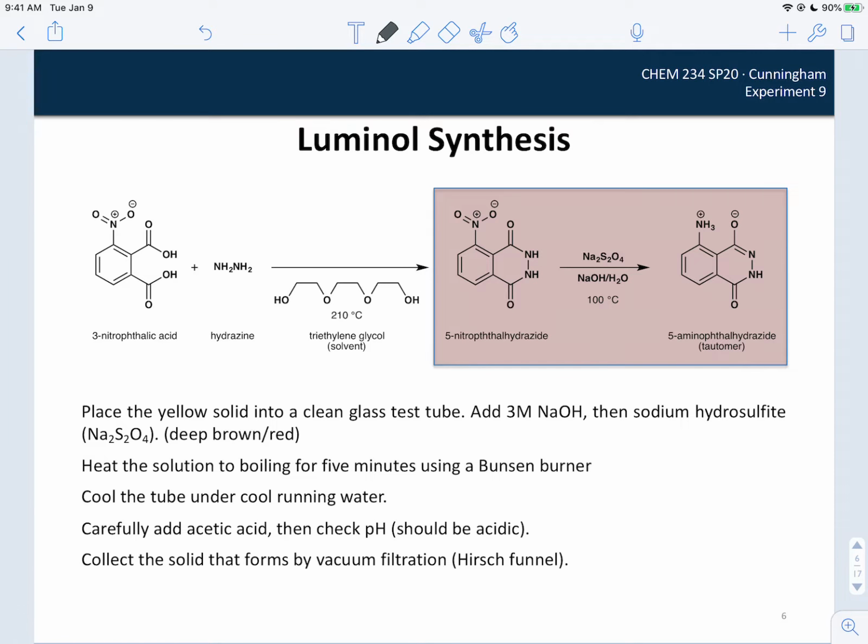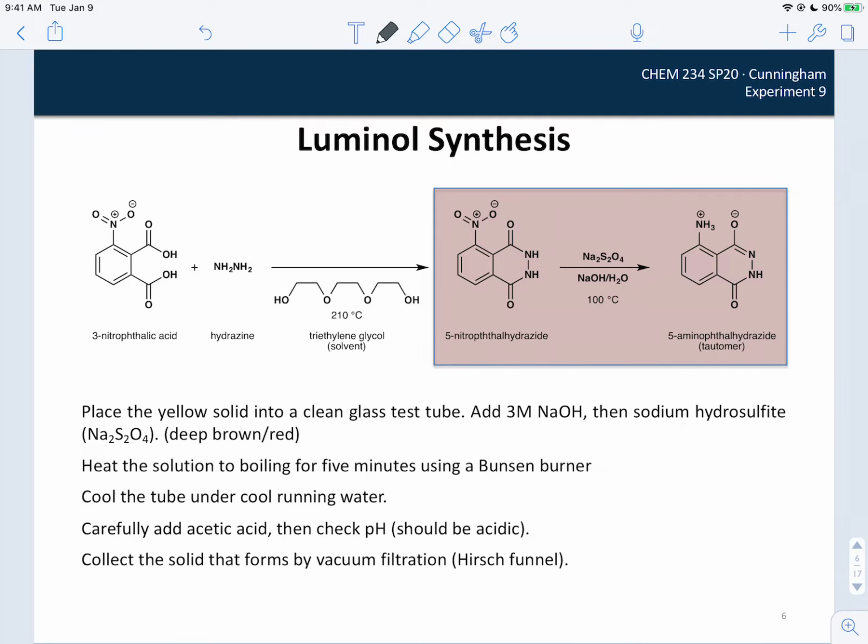So let's take a look at our second step now. We're going to take our 5-nitrophthalhydrazide and we are going to add our sodium hydrosulfite and our 3 molar sodium hydroxide. We're going to heat the solution to boiling, which will be approximately 100 degrees Celsius, for 5 minutes using our Bunsen burner. Again, we're going to cool the test tube down by using cool running water on the outside surface.